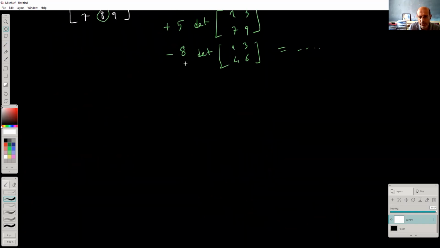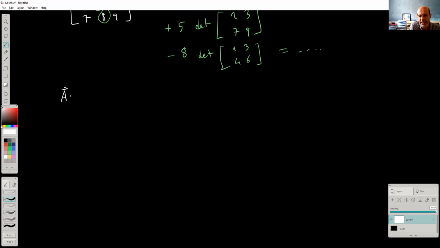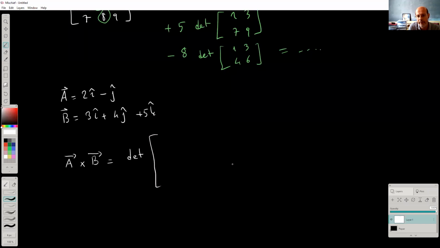But in any case, what we do here is this. We said A was equal to 2I minus J, and B was equal to 3I plus 4J plus 5K. When we evaluate A cross B, we take the determinant of this table. In the first row, or the column, it doesn't matter, we just write down the coordinate unit vectors I, J, K. In the second one, I write the components of the A vector.